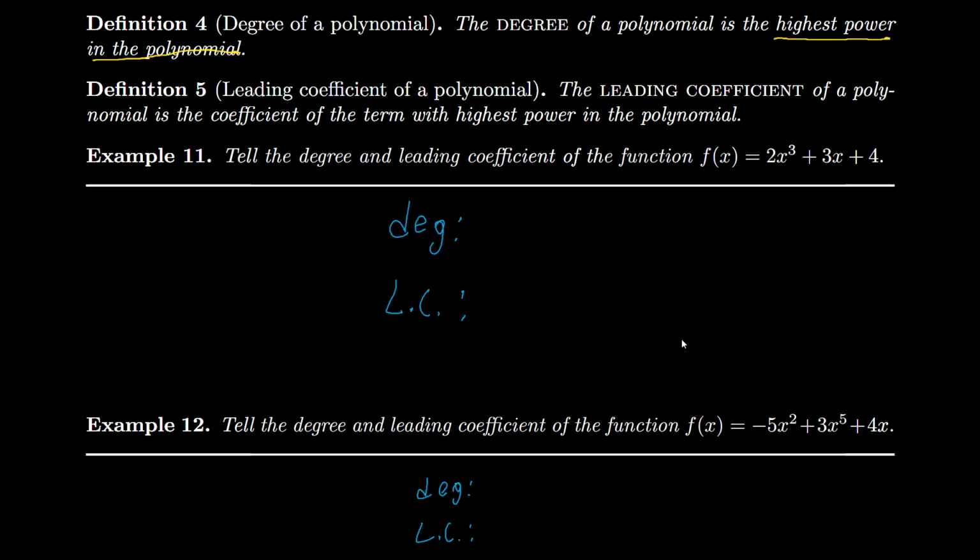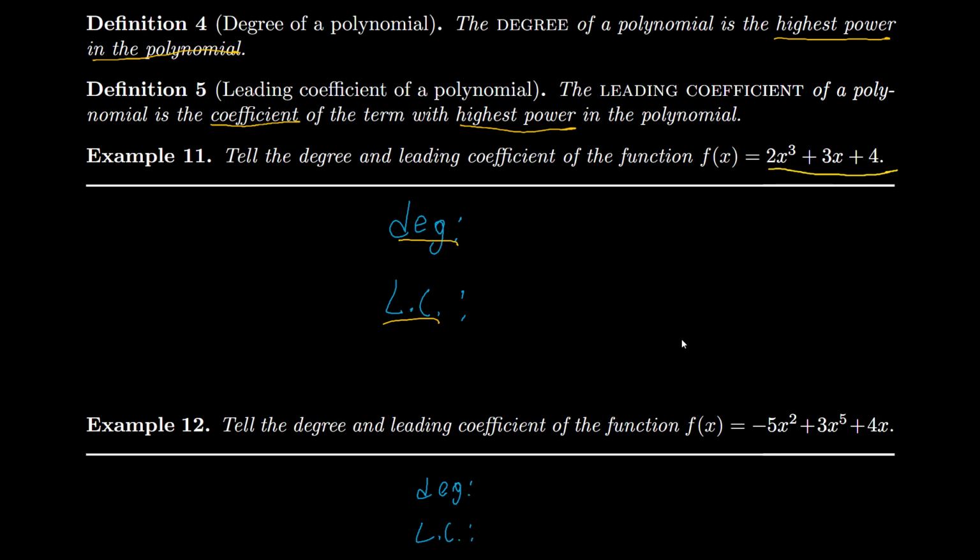And the leading coefficient of a polynomial is the coefficient, that is the number out in front, of the term with the highest power. Okay? So, we're just going to do a whole bunch of these. And I've already written out degree and leading coefficient here. That's degree, that's leading coefficient. And it says, tell the degree and leading coefficient of this guy.